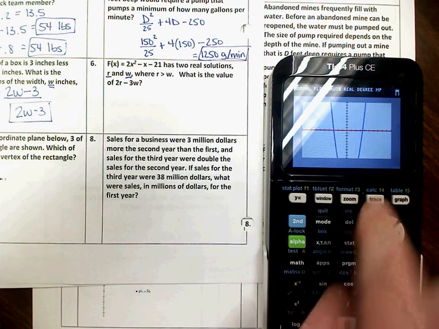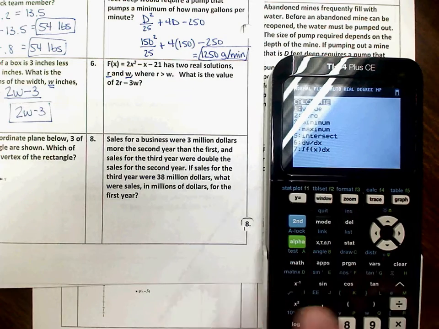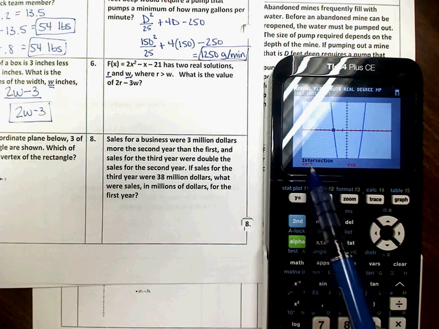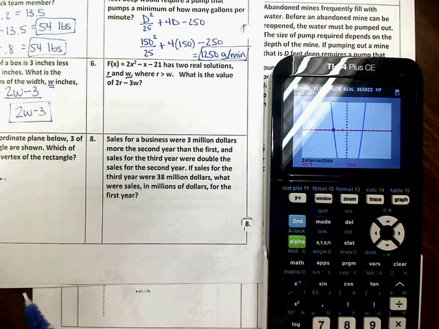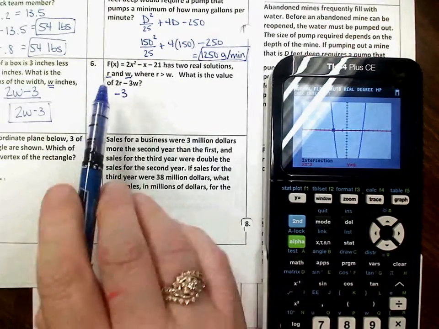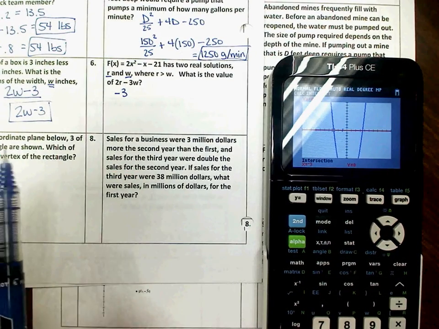So remember, we're going to go to the calc menu by pressing second trace. We want the point of intersection, which is number 5. And for the first solution, I just press enter 3 times to answer those questions. Remember, it should say intersection here, and it's giving us our first solution, which is -3. Now, I don't know if that one's the r or the w yet. We're going to have to find the other solution first.